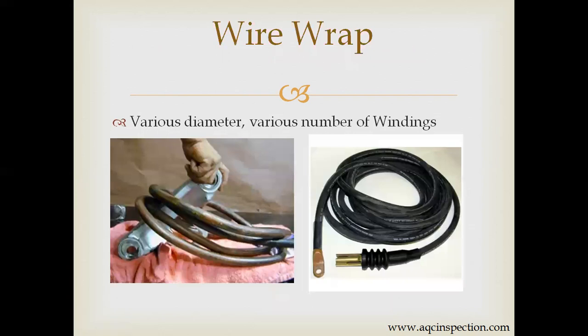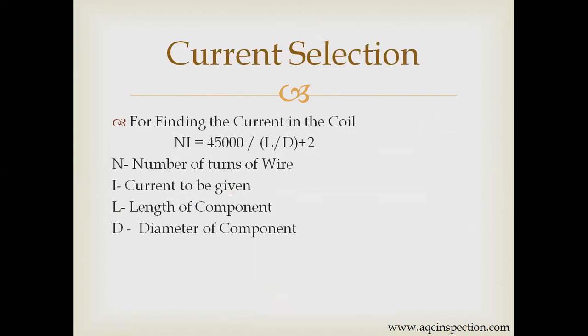Wire wrap coil, where a copper wire is wound around the component and current is applied. The current selection for the wire wrap method can be found with the formula NI equals 45,000 divided by (L/D plus 2).